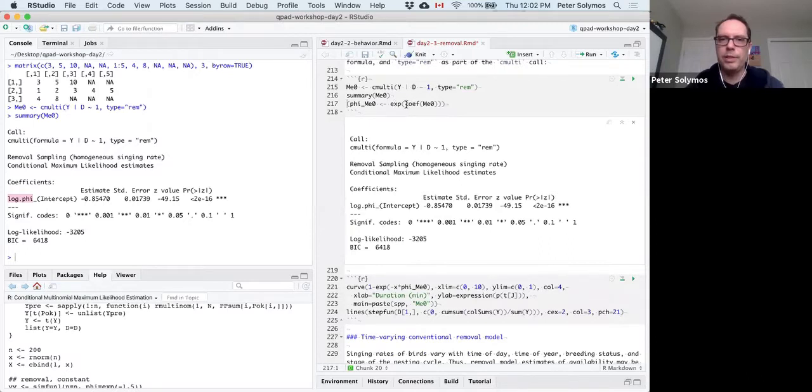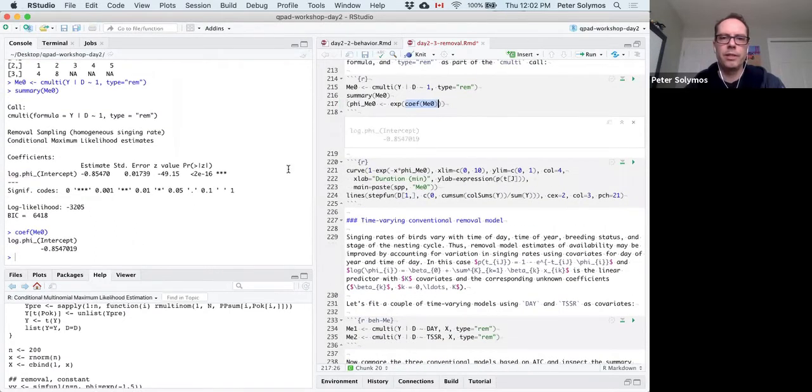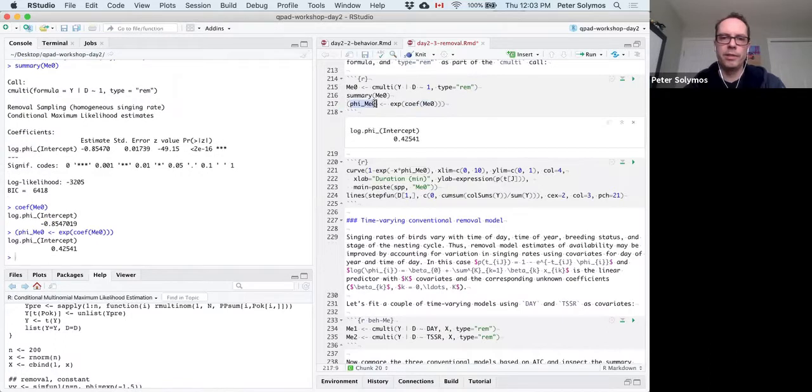So what I do here, I take the coefficient of ME naught and exponentiate. And that is going to be our estimate for phi. Oh, that's already printed here, 0.425. So this is our estimate of the singing rate for Tennessee warbler based on the JOSON data.